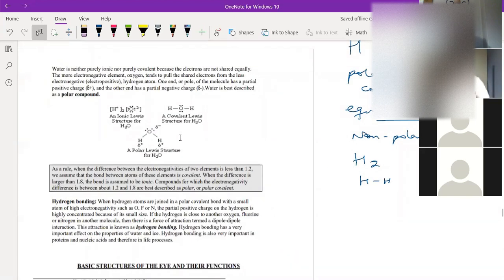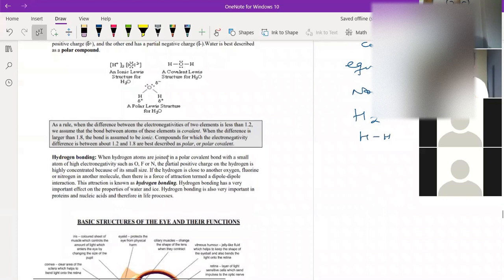So that leads to what we call hydrogen bond. When hydrogen atoms are joined in a polar covalent bond with a small atom of high electronegativity, such as oxygen, fluorine, nitrogen, the partial positive charge on the hydrogen is highly concentrated because of its small size. If the hydrogen is close to another oxygen, fluorine, or nitrogen atom in another molecule, then there's a force of attraction termed the dipole-dipole interaction. This attraction is known as the hydrogen bond.